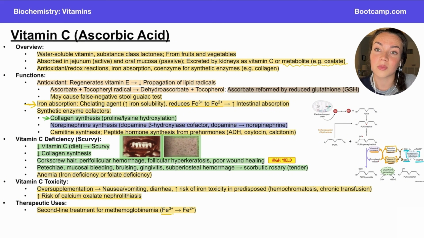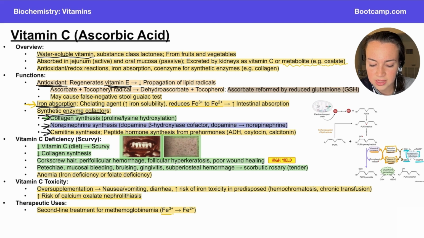So let's wrap this up. We've been talking about vitamin C, which is the first water-soluble vitamin of this chapter. We've been talking about its many functions, including as an antioxidant, playing alongside vitamin E in the fight against polyunsaturated fatty acid radicals. It was also involved in iron absorption and was a cofactor for various synthetic enzymes, including its involvement in collagen synthesis, norepinephrine synthesis, and some other synthetic pathways.